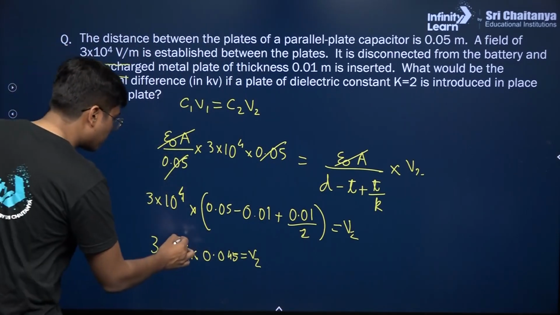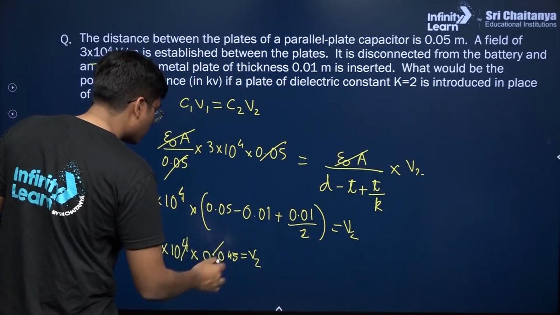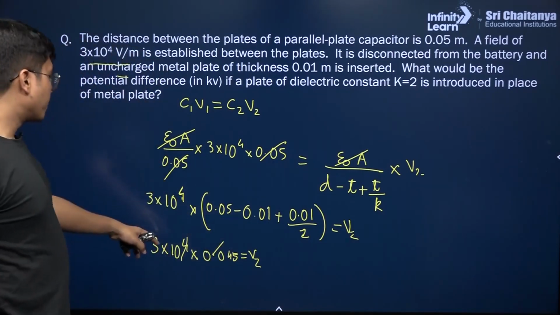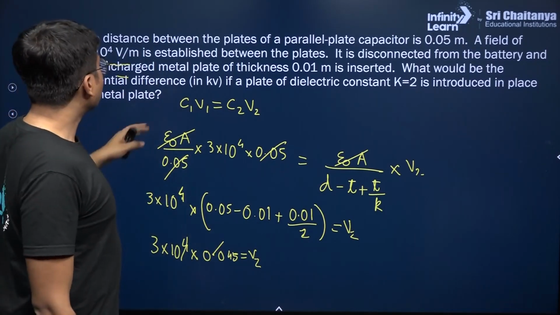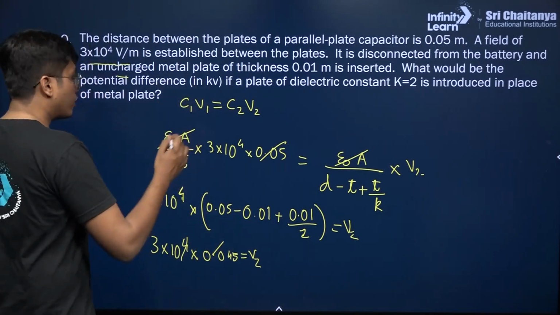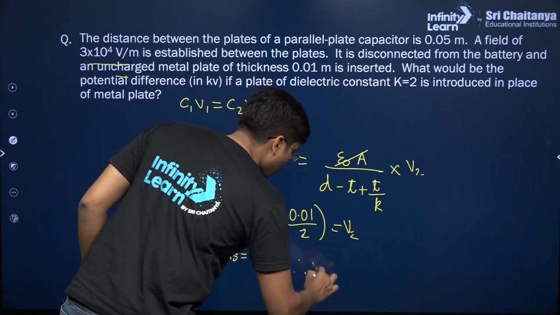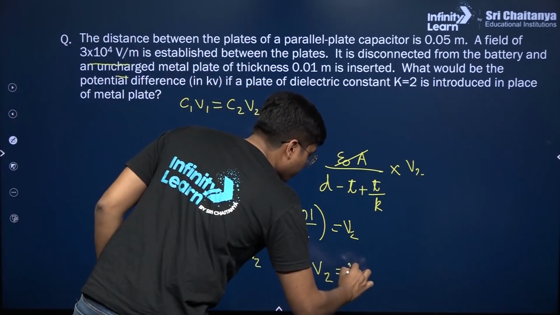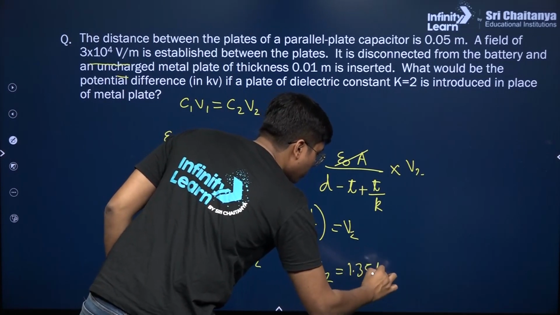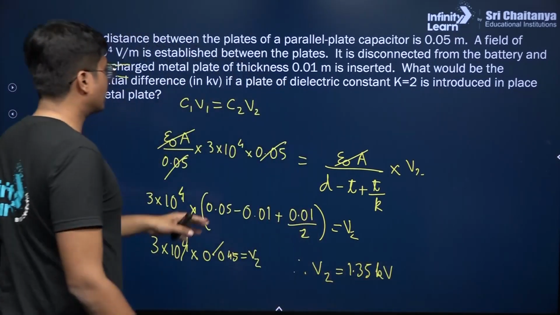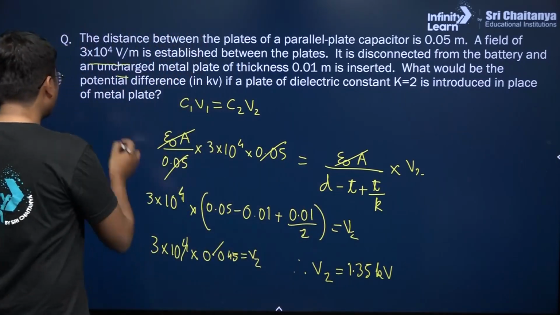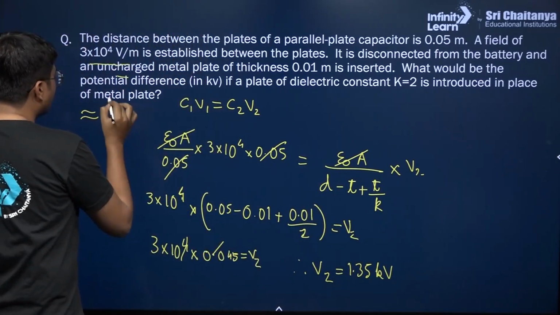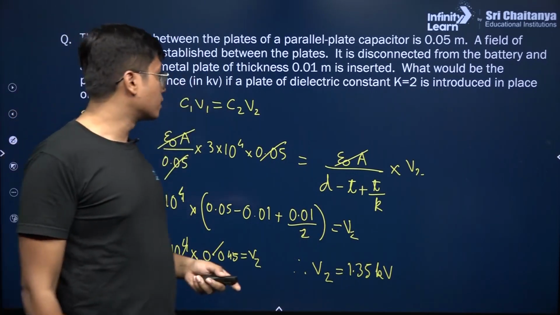So 135 goes to 1350. Let's remove this 10 to the power 3 here; 45 into 3 makes it 135 into 10, 1350. Do we need it in kilovolts? So that is 1.35 kilovolts. So V2 is 1.35 kilovolts. Since you want it in integers, in whole numbers, the answer would be 1. In kilovolts we have to represent it.